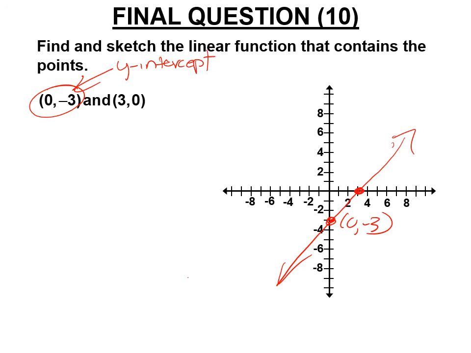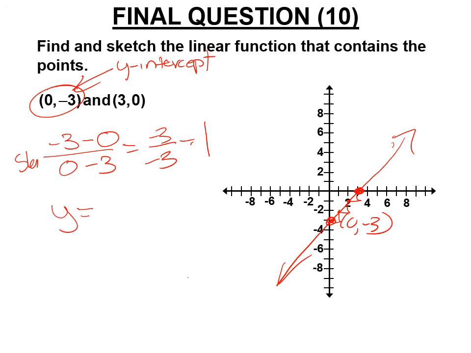Now let's find the slope of this. Let's subtract our y's. Negative 3 minus 0, 0 minus 3. So we get negative 3 over negative 3, which is 1. The slope is 1. Over 1, up 1. That makes sense. So what's the equation? It's y equals 1x minus 3, but we don't write that. y equals x minus 3.